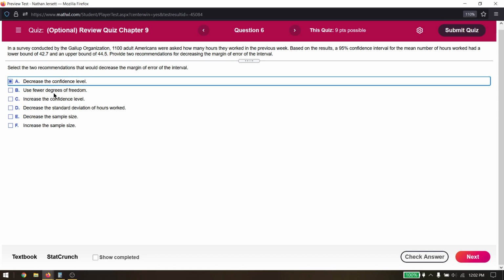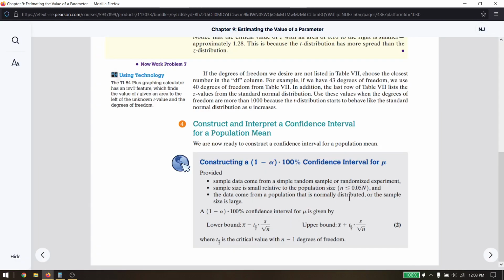Use fewer degrees of freedom. Let's see if I can actually show that. Let me pull up the t-table real quick. Okay, here are the formulas for finding the lower and the upper bound for the confidence level. You see we have t times s over square root of n.